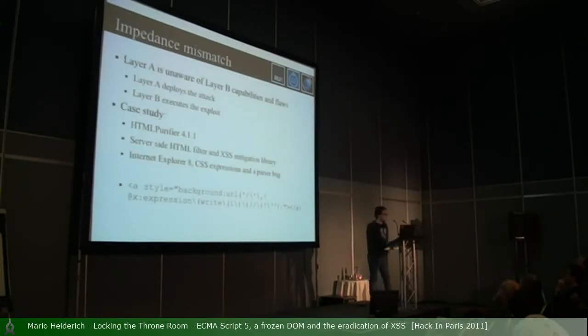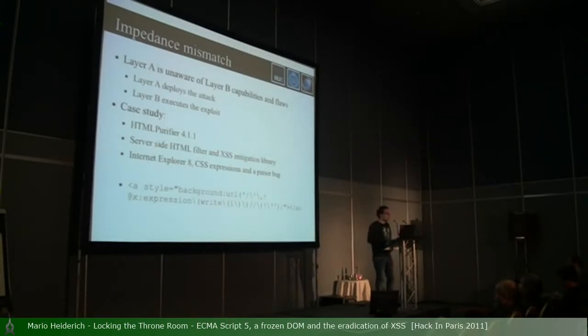So, we already saw some examples for the impedance mismatch. And basically, the whole problem here is that web application security is layer-based security. You have many layers which are playing together or playing against each other and cannot really be aware of what the other layer is doing. They're just passing stuff through. And as you noticed with the live demo, often layer A is unaware of layer B's capabilities. Like, how can layer A know what layer B is capable of?